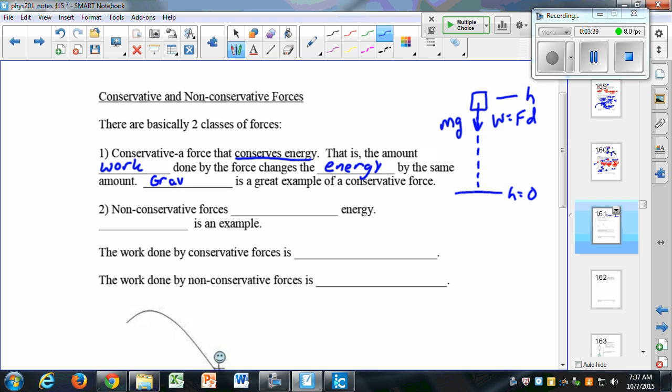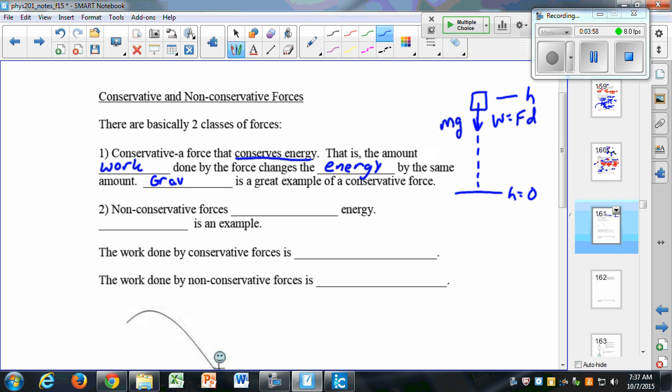By the way, does the gravitational force do positive or negative work on this object? Positive, it does positive work, right? Because the displacement and the force are in the same direction, so it's doing positive work. It's also increasing the energy. Remember, positive work means not a direction, but that it's adding to the energy.